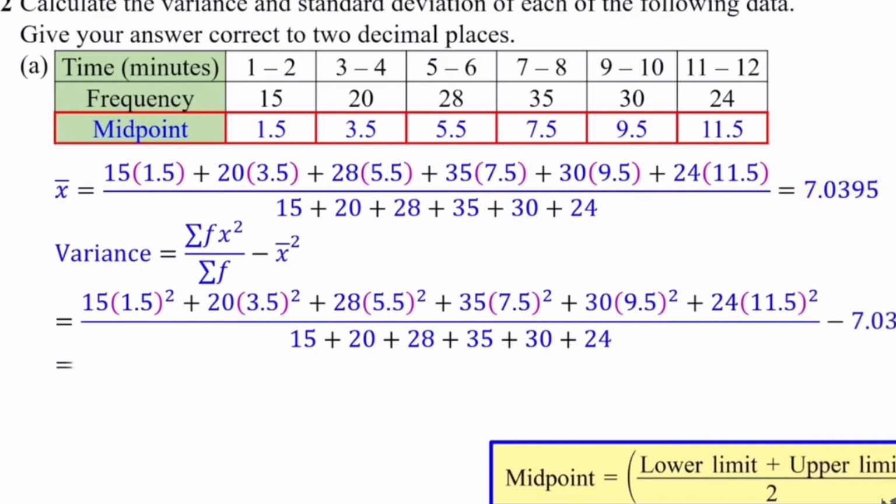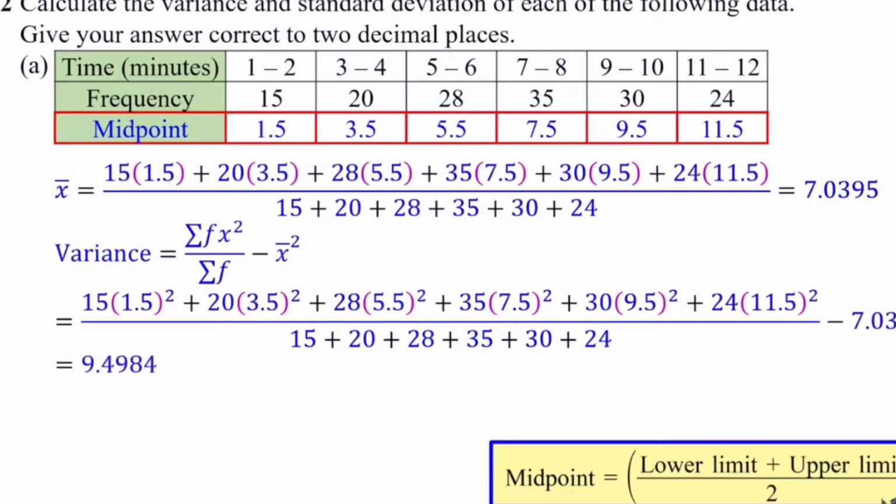Again, I highlight to you, the sum means we plus frequency times the midpoint square. Remember, bracket the midpoint and square. If not, you will make a careless mistake. It doesn't mean that midpoint times the frequency square. It means that you have to times the midpoint square only. Please double check and do not make careless mistakes. The answer is 9.4984 for the variance. Right?